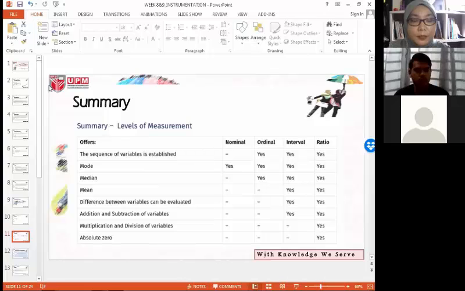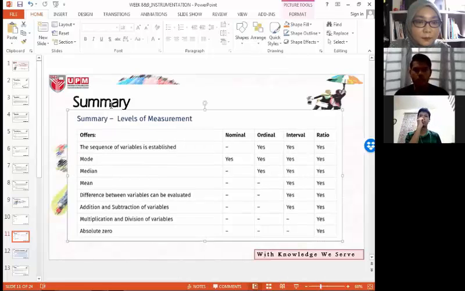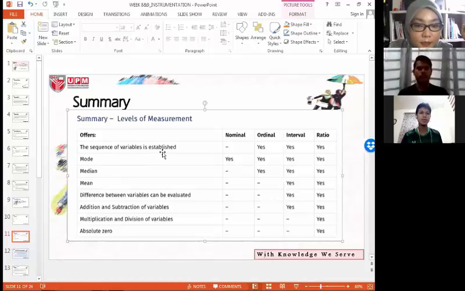So this is the summary of all the 4 scales of measurement. Okay, so for nominal, we start with whether the sequence of variables is established. The sequence means the ranking order. So the ranking order we can only establish through ordinal, interval and ratio scales of measurement only. Okay, and then to calculate mode. What is mode?